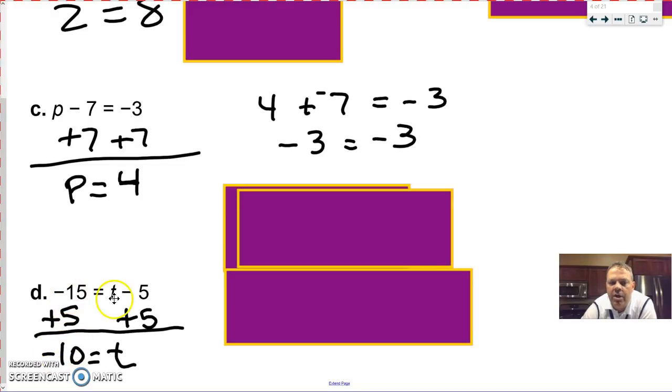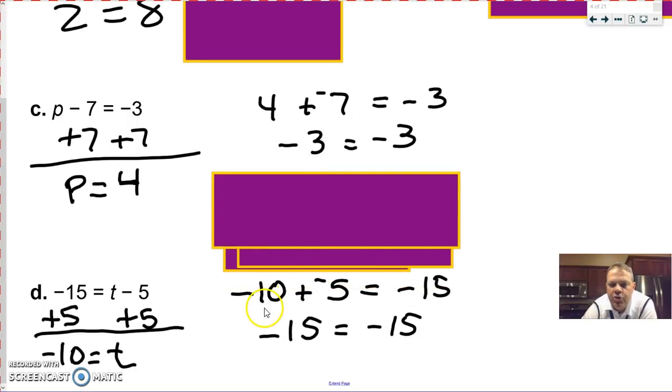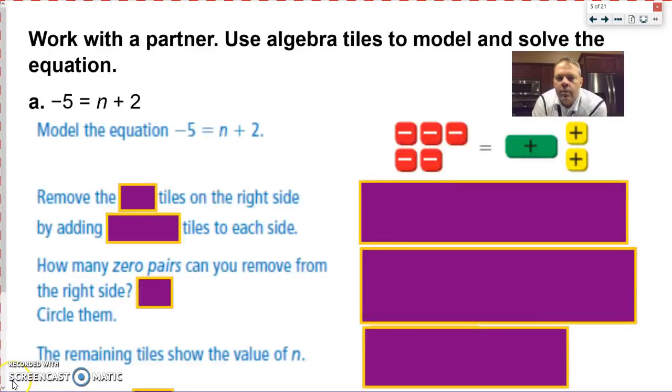It is negative because there are more negatives. Again, in order to check my answer, I substitute in t, which is negative 10, plus negative 5 equals negative 15. Negative 15 equals negative 15, which is my answer.